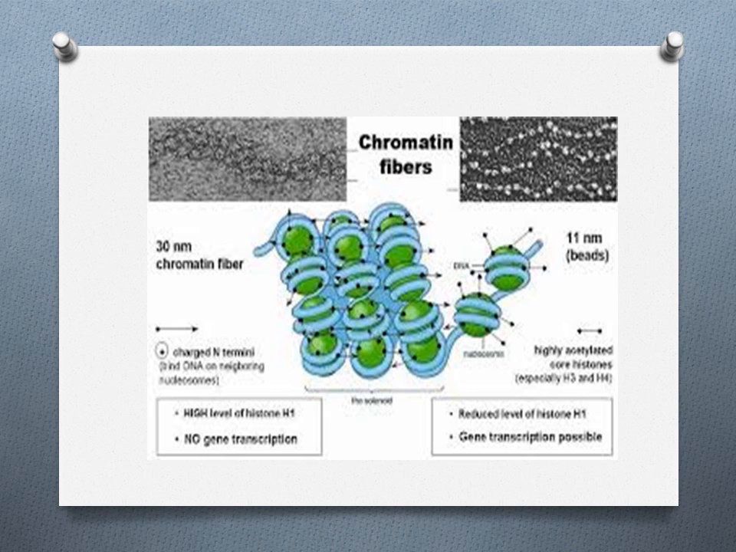Here we see the chromatin fiber, the beads on a string structure in the nucleus, then we see here the 11 nanometer beads and the 30 nanometer chromatin fiber. This type of packaging is present in the eukaryotic cell.